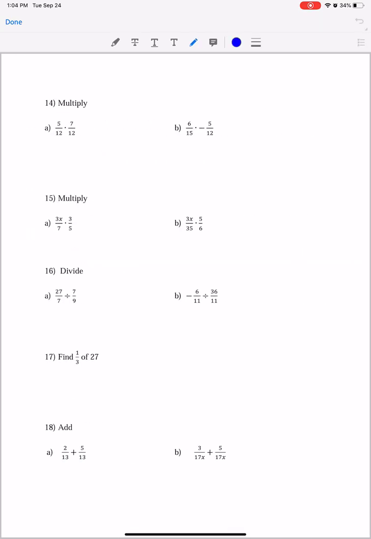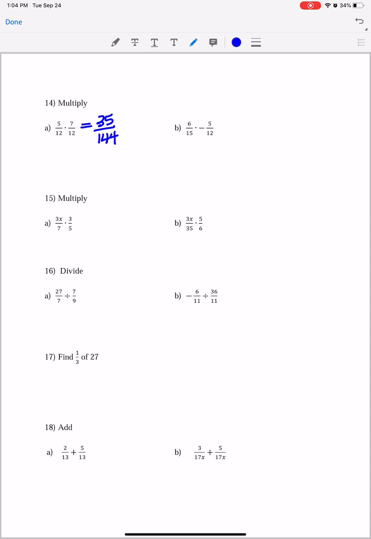Now we are multiplying. And when you multiply, you just simply multiply straight across. So you do want to look if you can cross reduce. 5 and 12 you can't reduce. 5 is a prime number. 7 and 12 you can't reduce. 7 is a prime number, so just multiply straight across. So 5 times 3 is 30. 12 times 12 is 144.